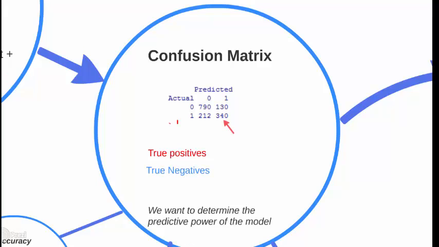The true negatives in blue on the upper left are those that were predicted to not enroll, and they did not. The false positives are those that the model predicted that they would enroll, but they did not. And the false negatives are those students that the model predicted would not come, but they actually did enroll.